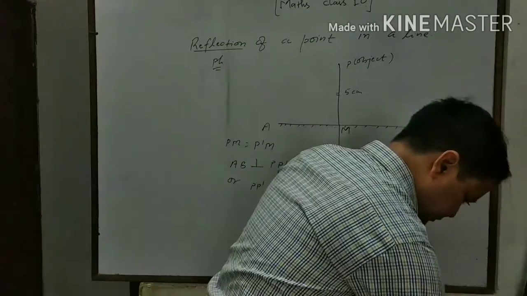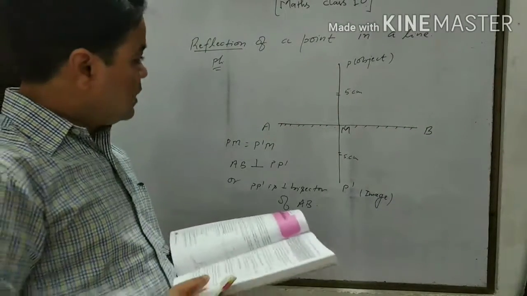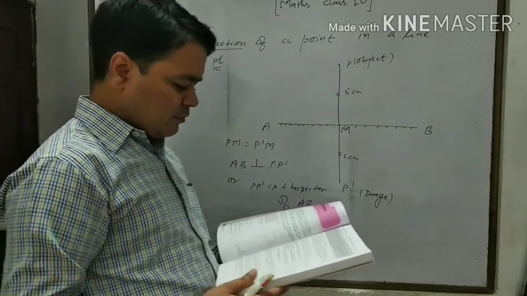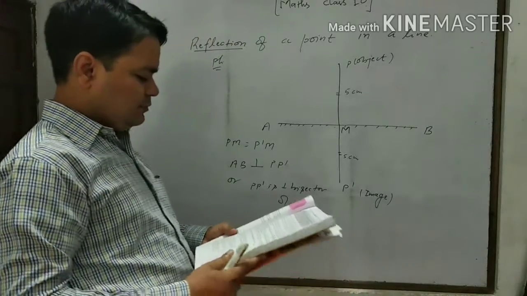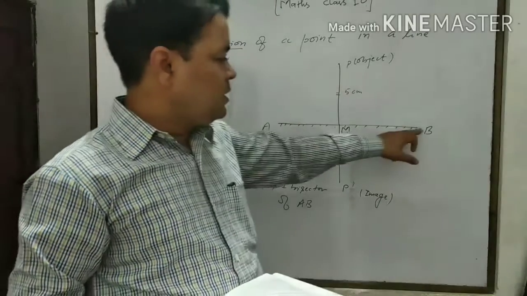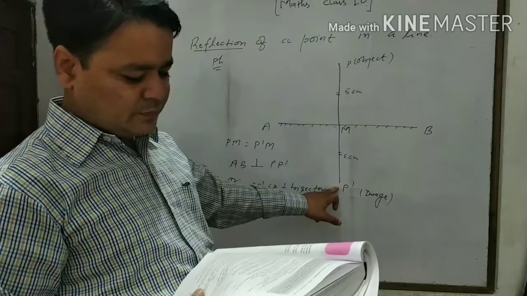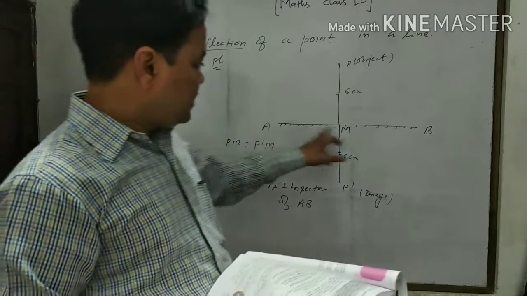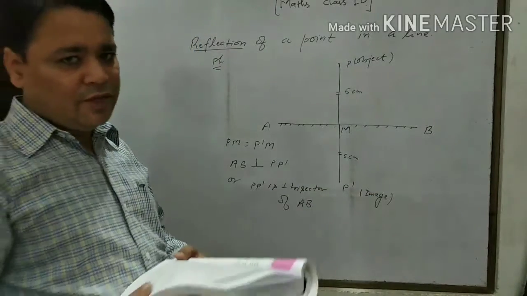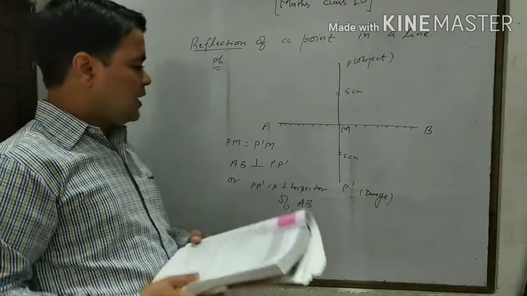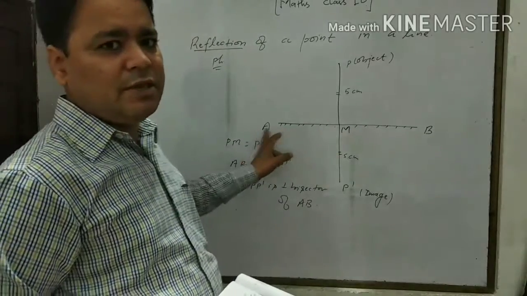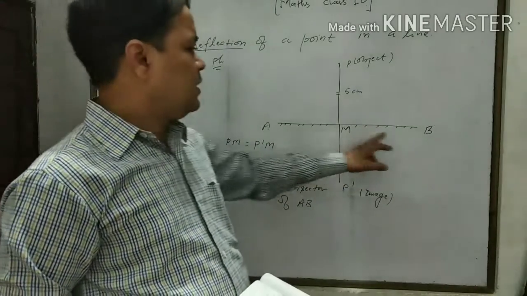We can say that the reflection of a point P in a line AB is a point P dash, such that AB is the perpendicular bisector of the line segment PP dash. We can say it very simply. Then the line AB is called the line of reflection.